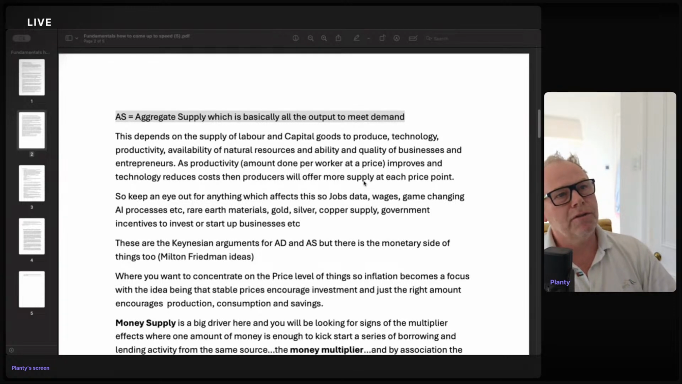Something to look at that doesn't get a lot of news play is productivity. The number does come out every month, and the US has generally been seeing good productivity.